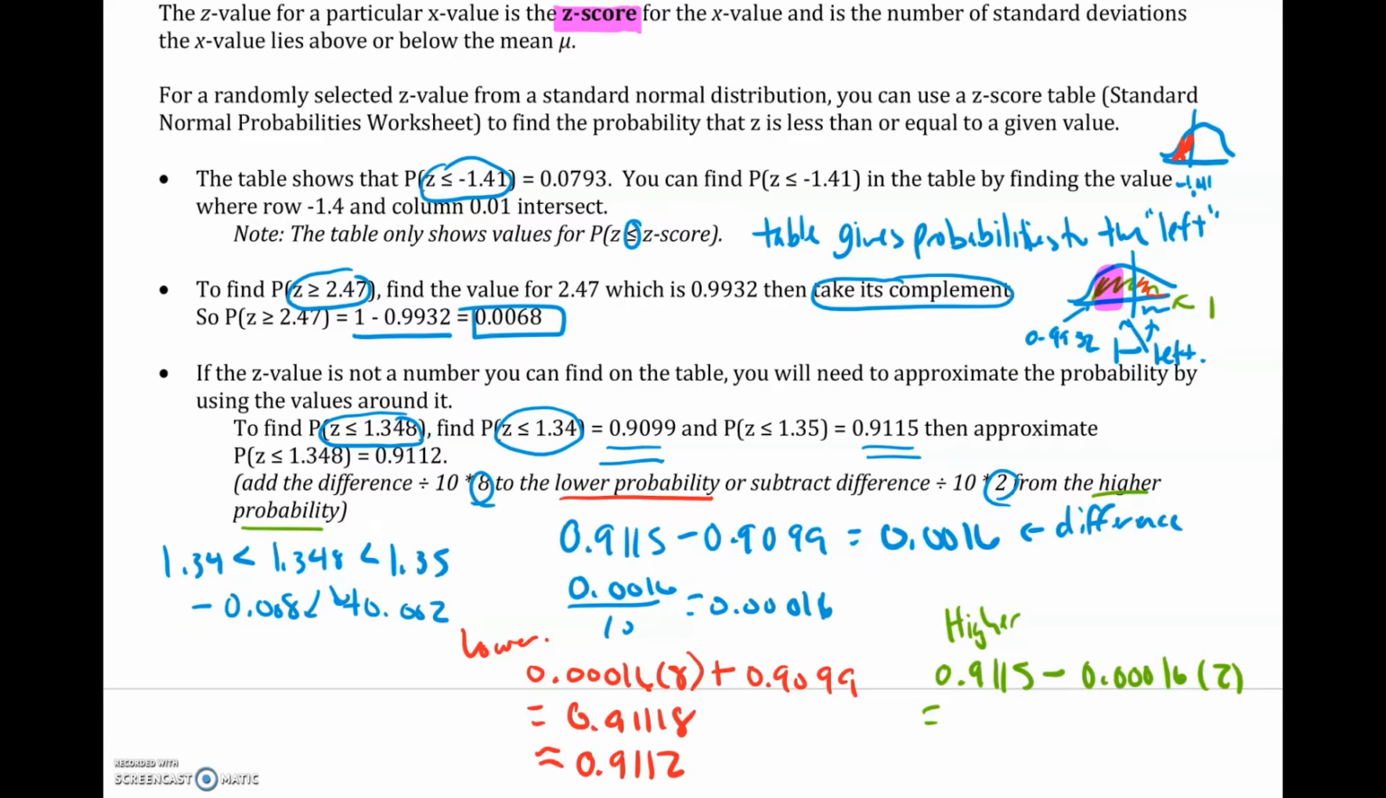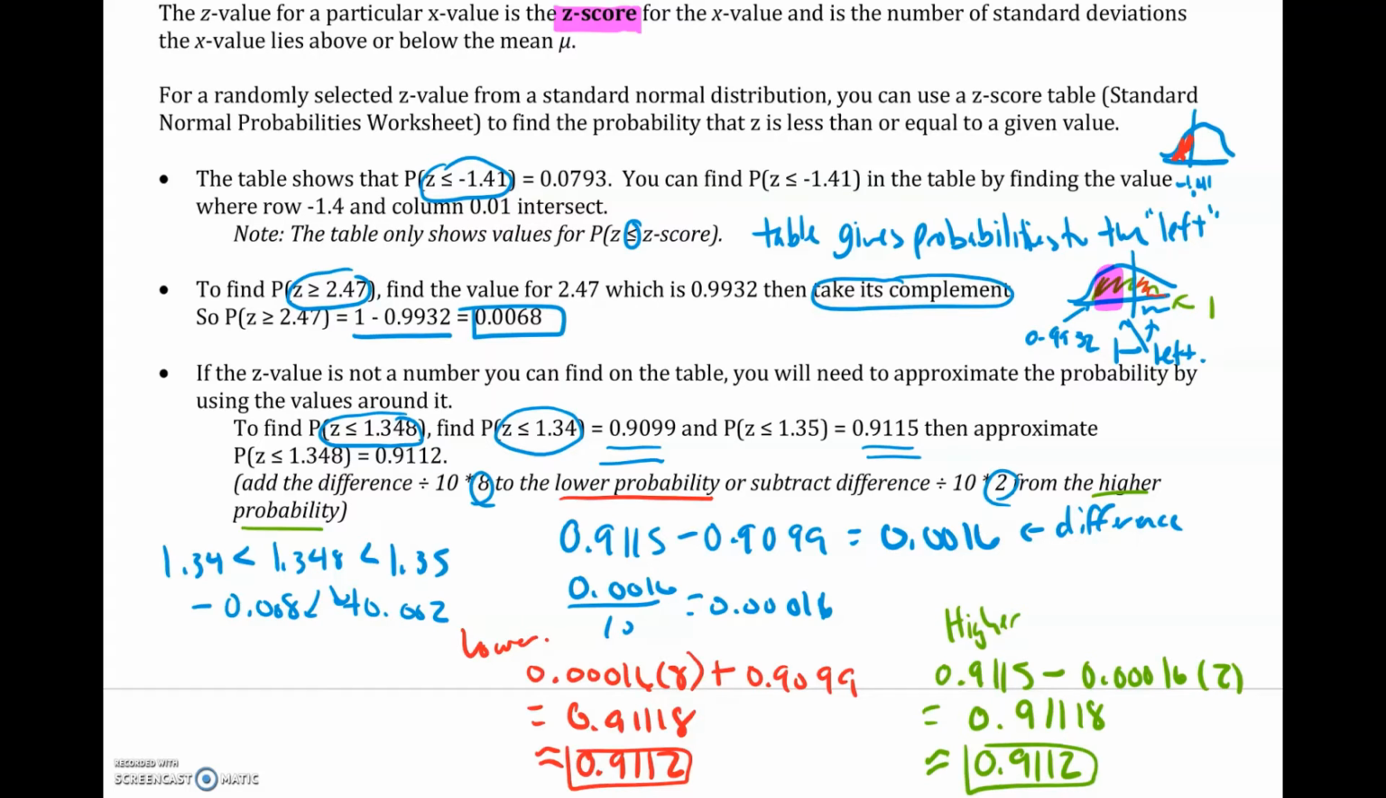Okay, and that should give us the exact same value. So if you check your calculator, you should get the same thing I'm getting, 0.91118. What a surprise, right? They're the exact same value, so that's approximately 0.9112. Again, just being consistent with using the same place value as our z-score table.